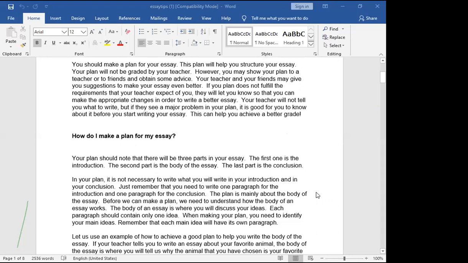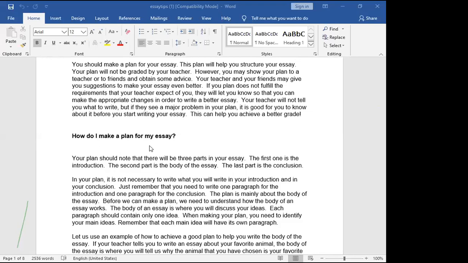In your plan, it is not necessary to write what you will write in your introduction and in your conclusion. Just remember that you need to write 1 paragraph for the introduction and 1 paragraph for the conclusion. So you realize that what is important is the body, the actual explanation or chronology or schedule of events or pattern of events. The plan is mainly about the body of the essay.